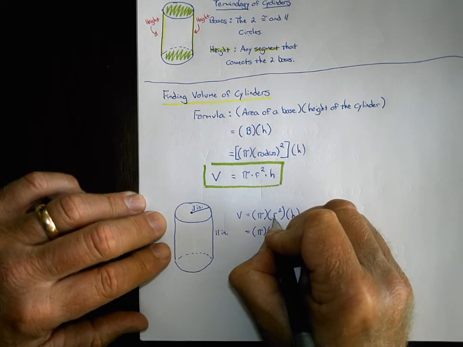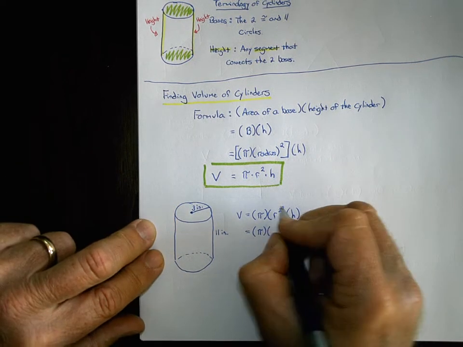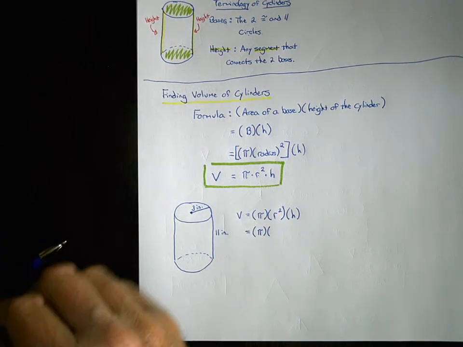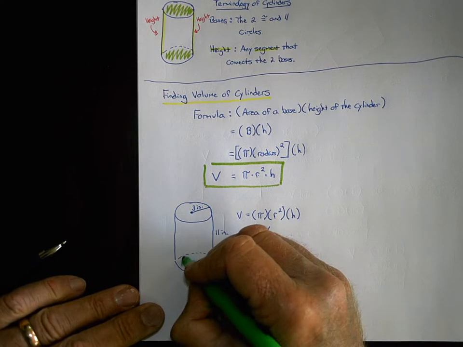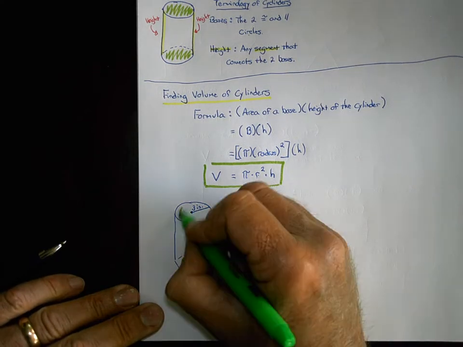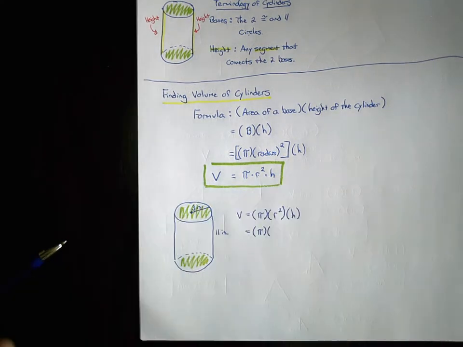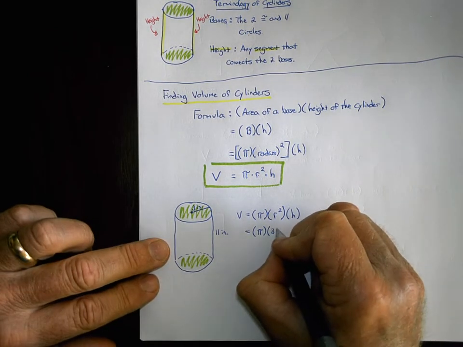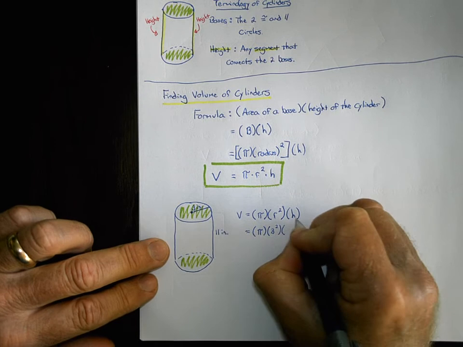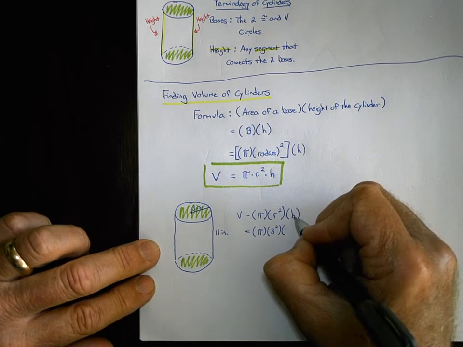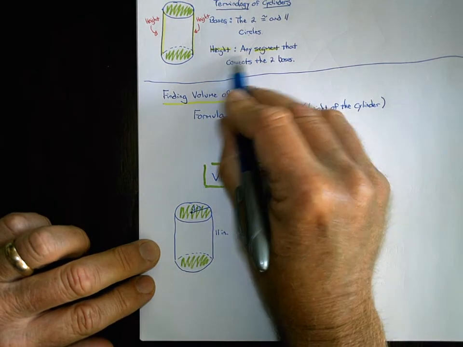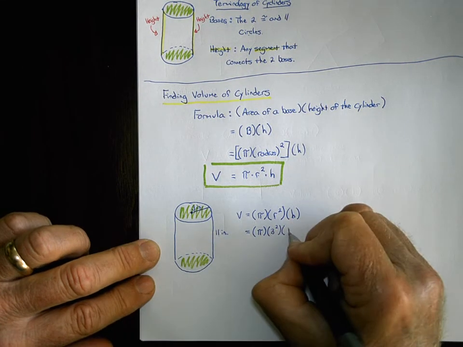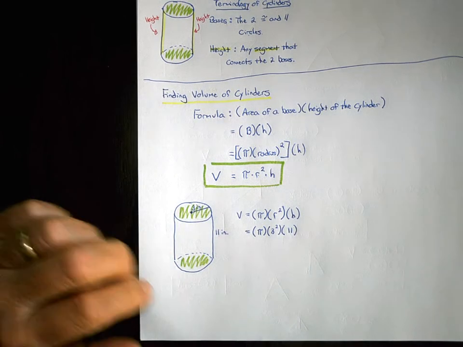Now, what's the radius? Well, if you notice, the radius is the radius of the circle, either one of these circles right here. Okay? And that one doesn't have a radius clearly marked, but that one has a radius clearly marked, and the radius is 3. So we're going to go pi times 3 squared, and then we're going to multiply it by the height, and remember h stands for the height of the cylinder. The height is any segment that connects the two bases, and the bases are the circles. So that'd be 11. Okay, and then we're just going to work this out, and that would be the volume.